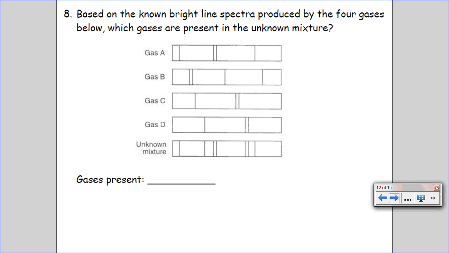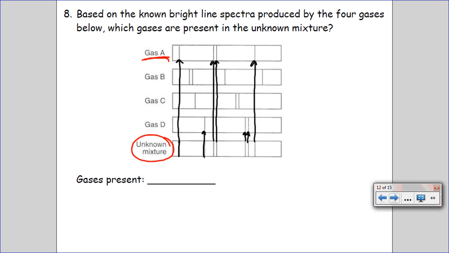The best way to do this is to take the unknown and trace up until you hit one of the options. See how I'm tracing up until the lines match? The lines will always be set up for you like this so that this can be done. So if you notice, the unknown mixture has elements from gas A, because those lines were present in both, and has elements from gas D. It does not have gas C or gas B because we don't see lines like this in there. We don't see those, therefore they are not present in that particular mixture.